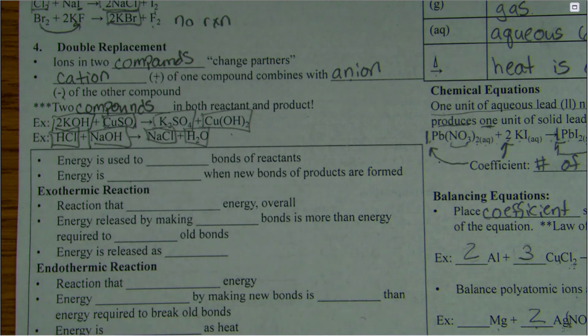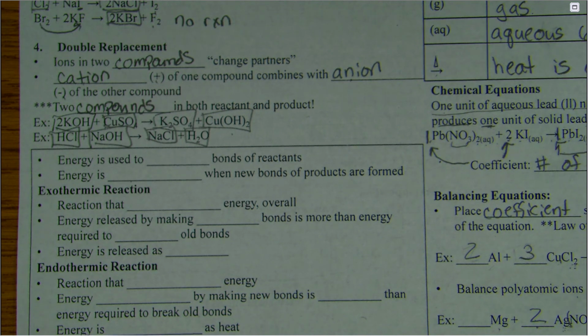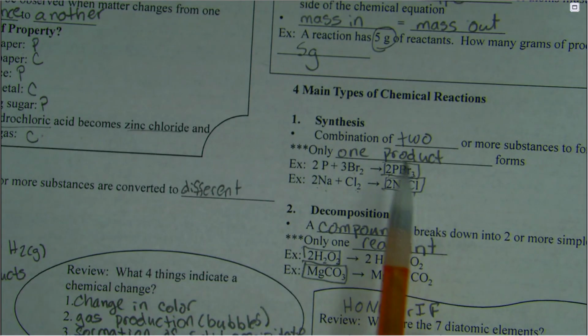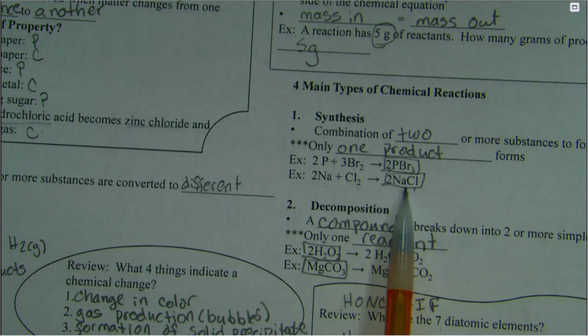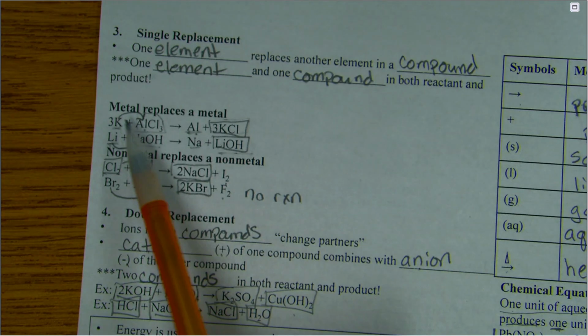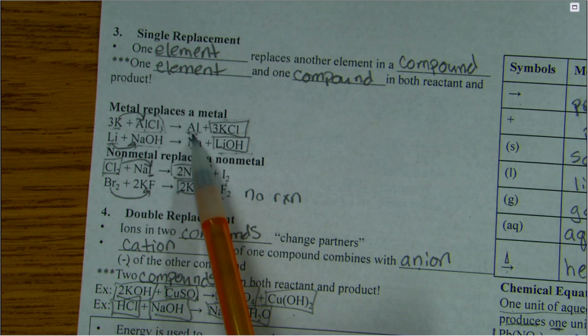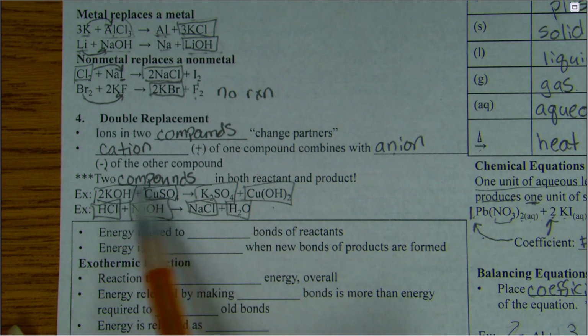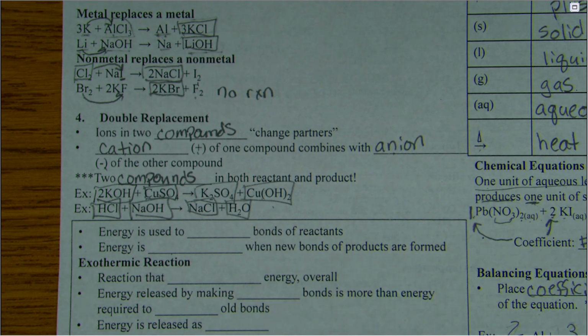And so you will always be provided the entire reaction in this course. And your goal is to determine, is it a synthesis, a decomposition, a single replacement, or a double replacement? Really, all you have to do is look at the reaction you've been provided. If there is one product, it is a synthesis. If there is one reactant, it is a decomposition. If there is an element with a compound as both products and reactants, then it is a single replacement. If there are two compounds as both the reactant side and the product side, it is a double replacement.